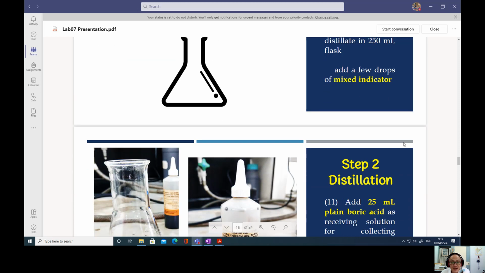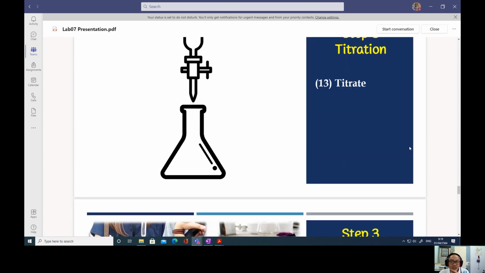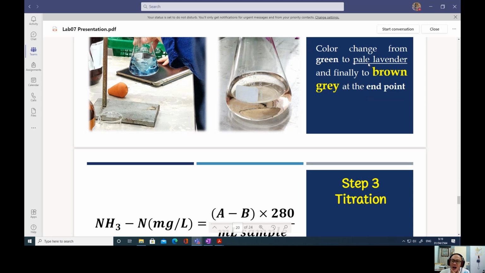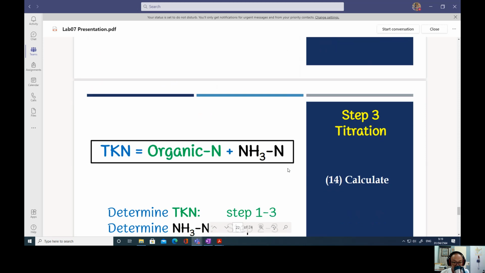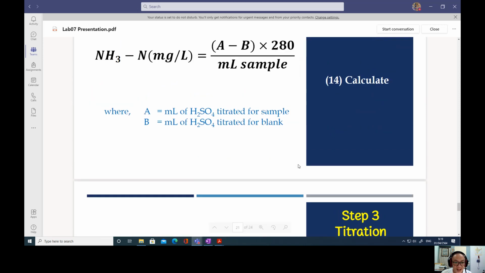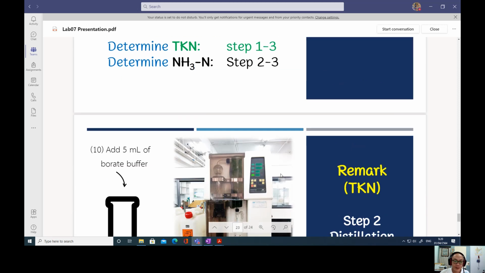The distillation unit is something different, but not a major difference. Titration: you have to titrate from pale green to pale lavender and finally to brown gray. Brown gray indicates the endpoint of the titration. Finally, you will have to calculate the amount of ammonia nitrogen present.